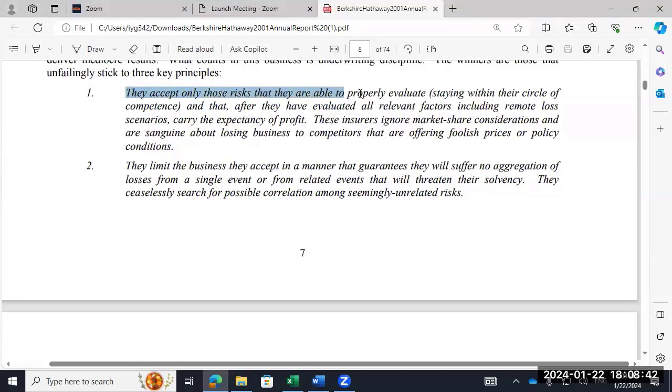Last time we talked about ability to evaluate. That's the frequency and severity. You have to include remote loss scenarios. Even after those, over time, remember, over time is really important, you still expect a profit. We'll talk about this on homeowners. A good example is earthquake.